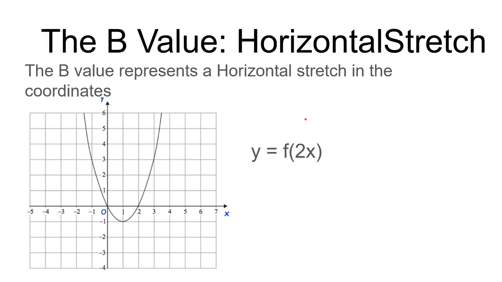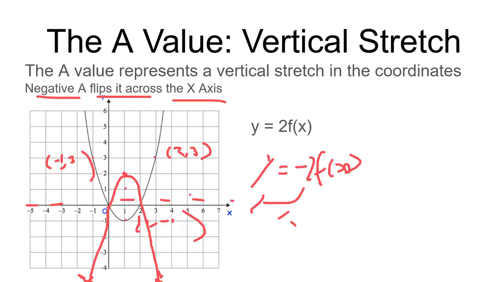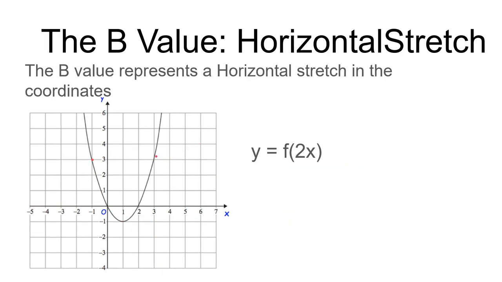Now we have the b value, the horizontal stretch. Now the horizontal stretch is essentially what we did here with the y value, but for the x value. So we're going to plot the same points, and this time we're also going to plot this because, well, you'll see in a minute. 0, 0. This is 1, negative 1, 3, 3, negative 1, 3. And instead of the y value we're multiplying, this time we're going to multiply everything by the x value.